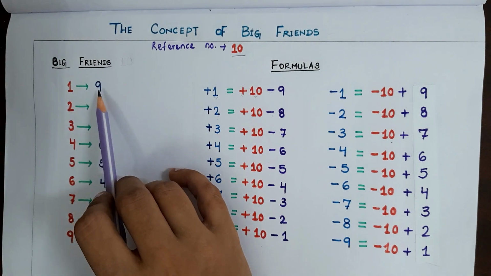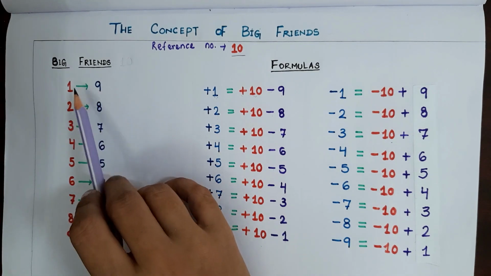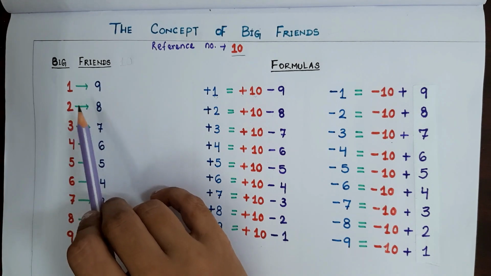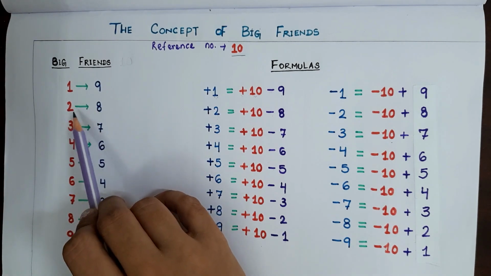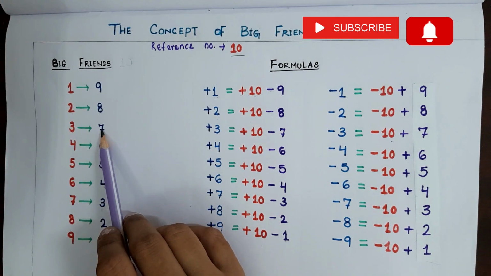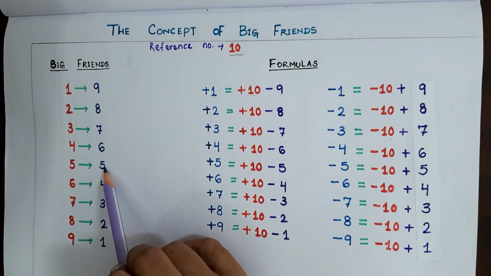1 plus how much is 10? 1 plus 9 is 10. So 1 and 9 are the big friends of each other. Like this, 2 plus 8 is 10. So 2 and 8 are the big friends of each other. 3 plus 7 is 10. So 3 and 7 are the big friends. 4 plus 6 is 10. So 4 and 6 are the big friends. 5 plus 5 is 10. So 5 and 5 are the big friends of each other.